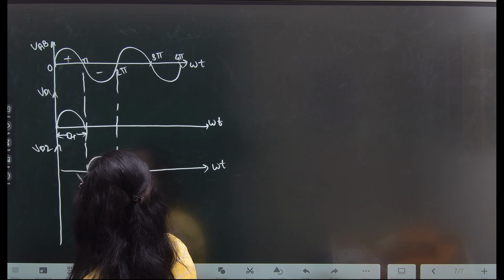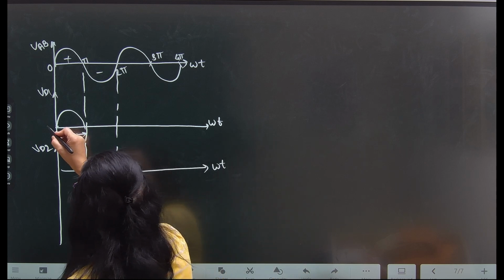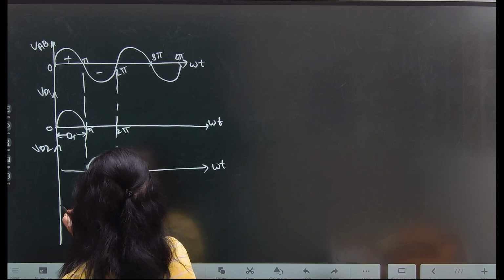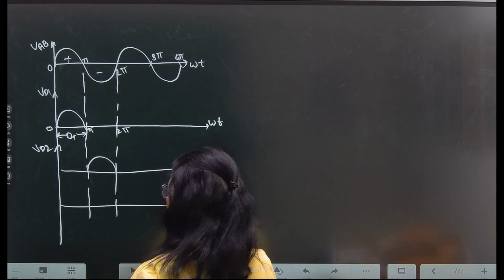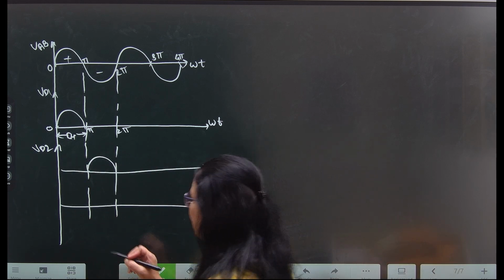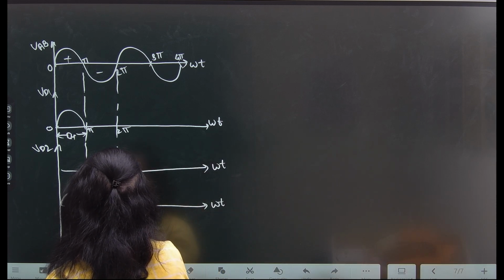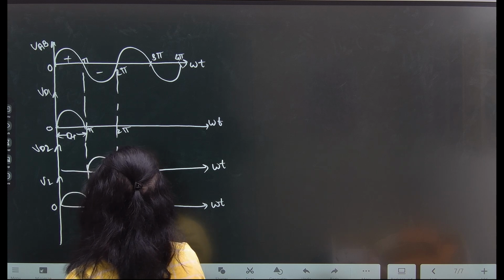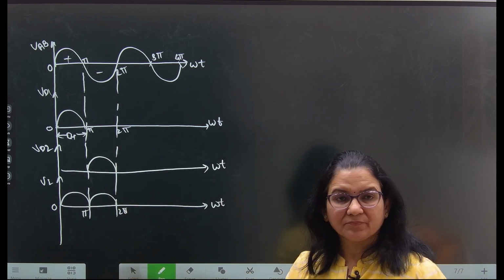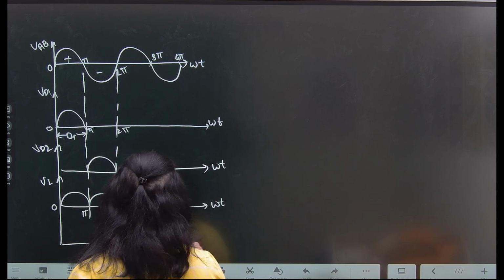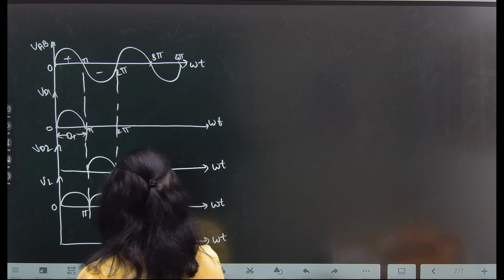If we add these two voltages, then we will get the total voltage at the output, that is VL. So the total voltage VL is in both half cycles, in the positive half cycle and in the negative half cycle, 0 to pi, 2 pi and so on. Clear? In the same way we will get the current at the output.